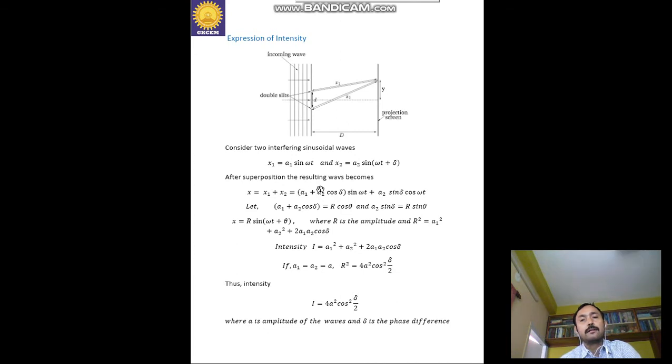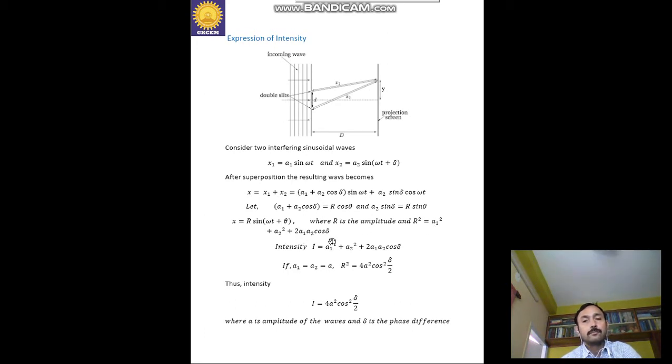After superposition, the resultant wave becomes x = x1 + x2, and after doing this we will get this expression. Now consider A1 + A2 cos δ = R cos θ and A2 sin δ = R sin θ. Substituting these two, we can get the expression of displacement x = R sin(ωt + θ), where R represents the amplitude and R² = A1² + A2² + 2A1A2 cos δ.